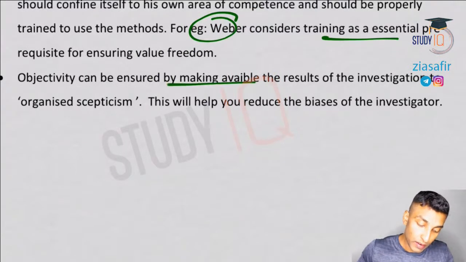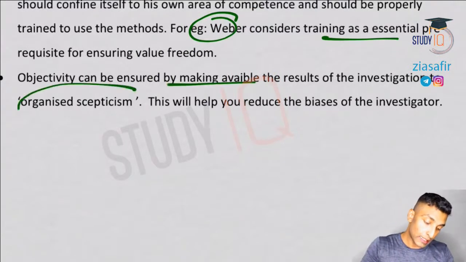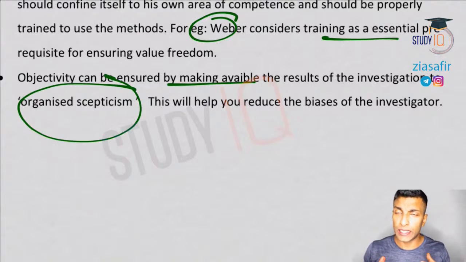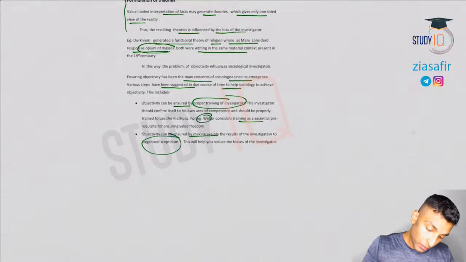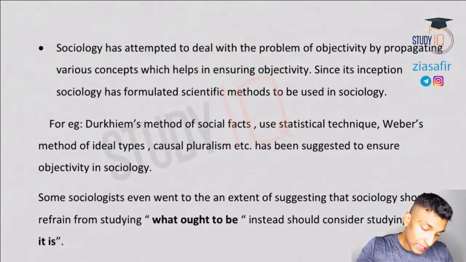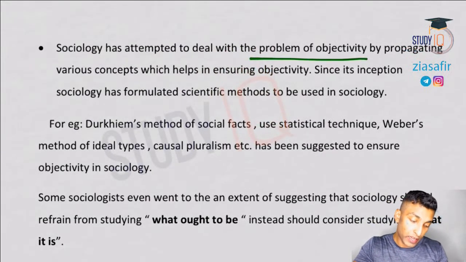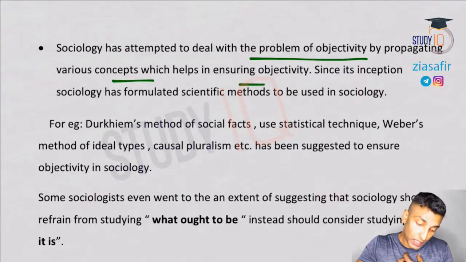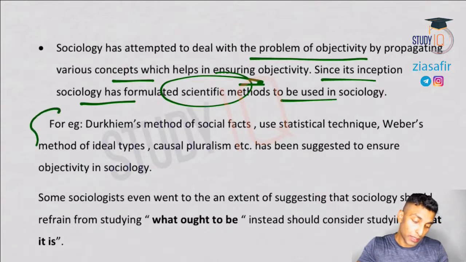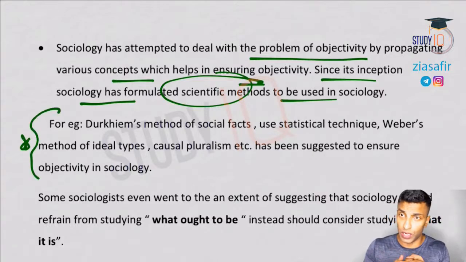Objectivity can be ensured by making available the results of the investigation to organized skepticism. That means a group will come, sit together, they will discuss the drawbacks, etc. They will also provide viewpoints that could be incorporated in the research. So more viewpoints, that means more reliable will be the understanding. Okay. Then sociology has attempted to deal with the problem of objectivity by propagating various concepts which help in ensuring objectivity. Since its inception, sociology has formulated scientific methods to be used in sociology, and these are the methods, examples. We will be discussing all these in detail. Social facts by Durkheim, indirect experiment by Durkheim, okay, causal pluralism or causal probabilism, and ideal types by Weber.